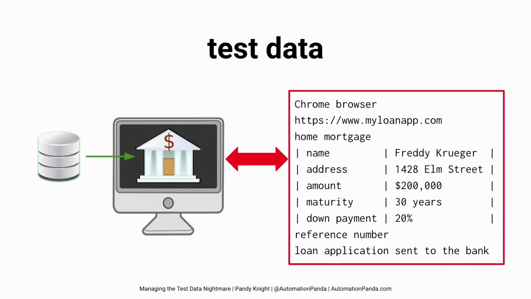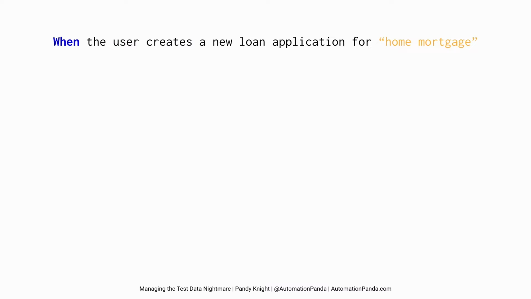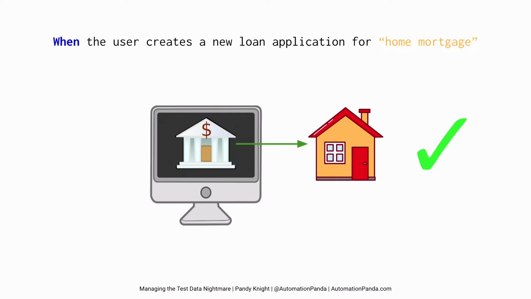Distinguishing these two types of data is important to avoid confusion. The dependency of test case data on product data can be brittle. For example, consider our test case step to create a new loan application for a home mortgage. This step works as long as the bank's web app is configured for "home mortgages." However, the product data could be changed at any time, just like product code.